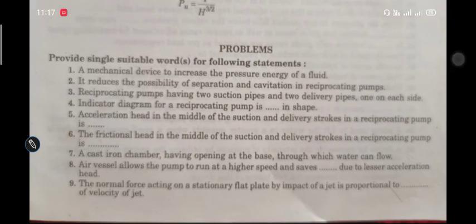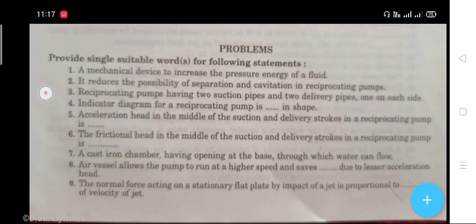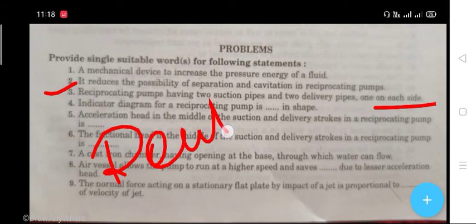Question number 3: reciprocating pumps having two suction pipes and two delivery pipes, one on each side. The right answer is double acting pump.